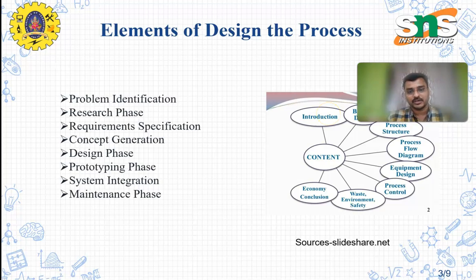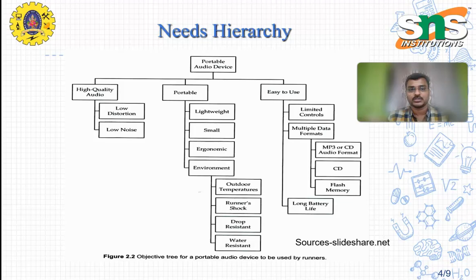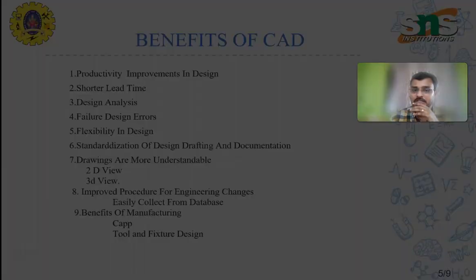The same elements of the design process have been mentioned here in a different way. Then there is the needs hierarchy for doing the design, for example a portable audio device: high quality audio, and a portable device that is lightweight, small, ergonomic, and easy to use. These three portable device requirements are to be used while we consider the design. Some other parameters are also to be checked while we do the designing process.